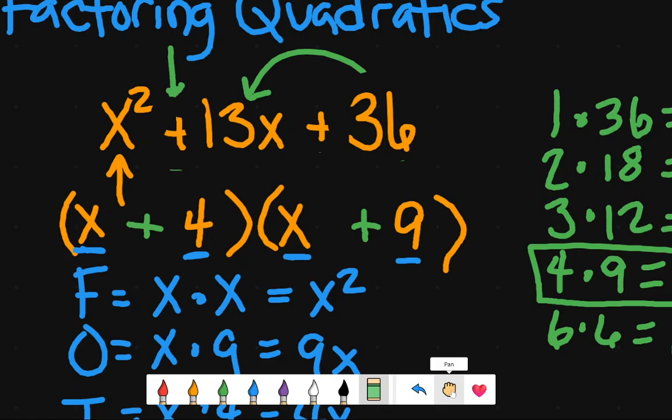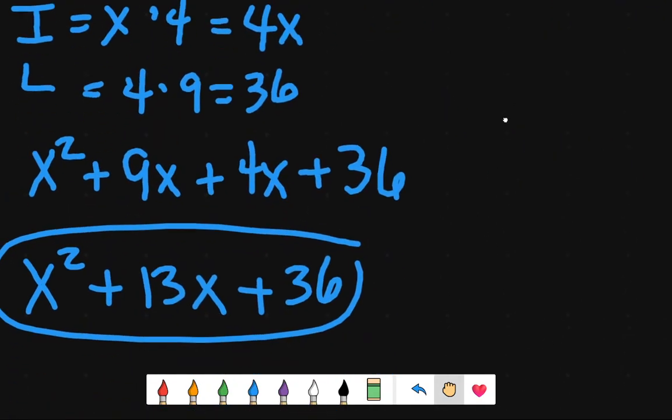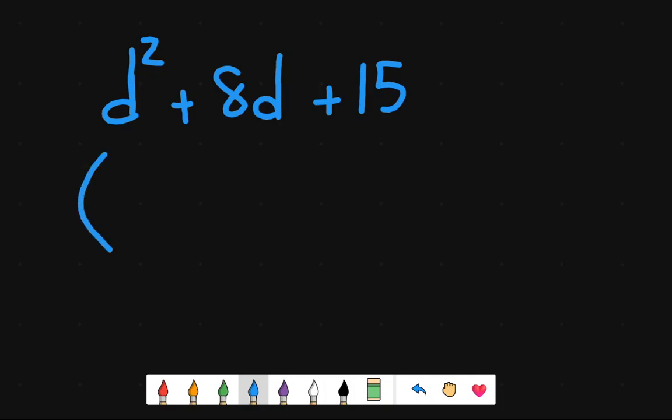All right, let's try another one now. Let's make this one here and see what we get. So we have d squared plus 8d plus 15. Okay, so the first thing we're going to look at before we put these into binomials is our signs. We're going to look at the second sign first, because that lets us know what's going to be inside of our binomials, whether it's going to come out to be positive.